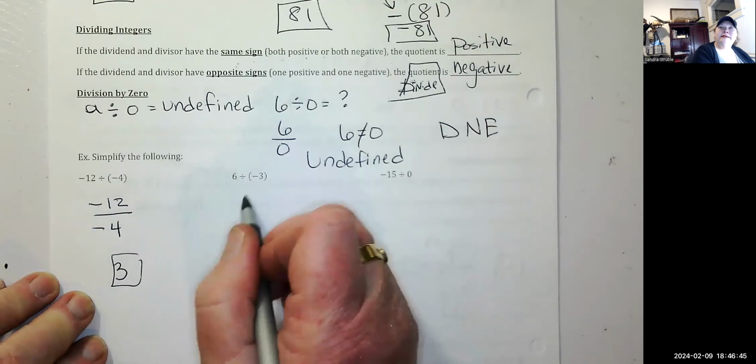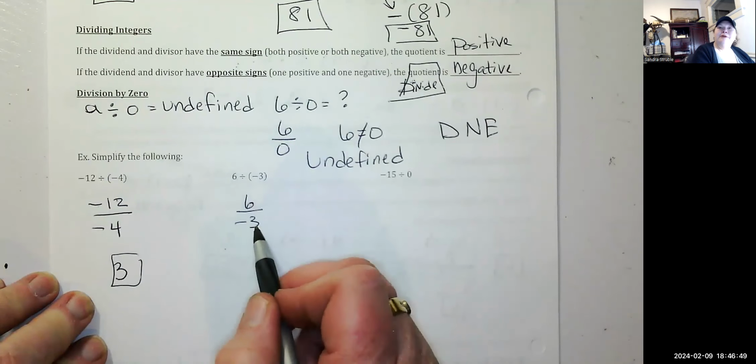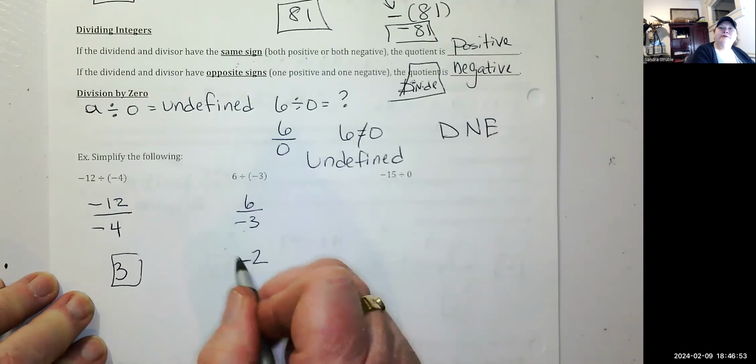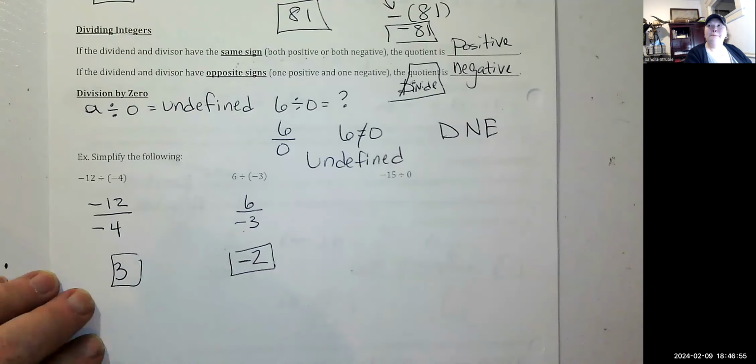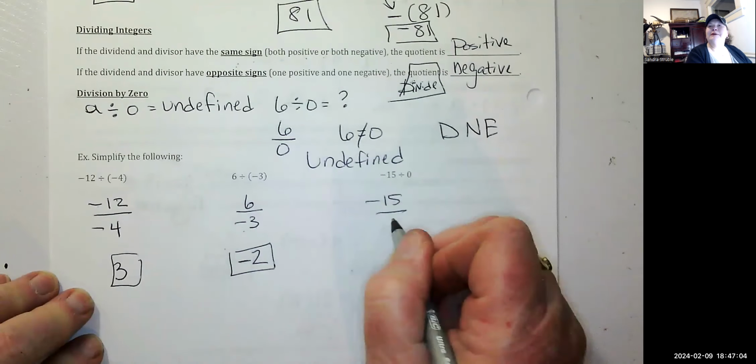6 divided by -3. 6 divided by 3 is 2. Got a positive and a negative, so it's a negative. Does it matter where the negative is? Nope. Does it matter where the positive is? Nope. All that matters is one's positive and one's negative. So that's what happens.